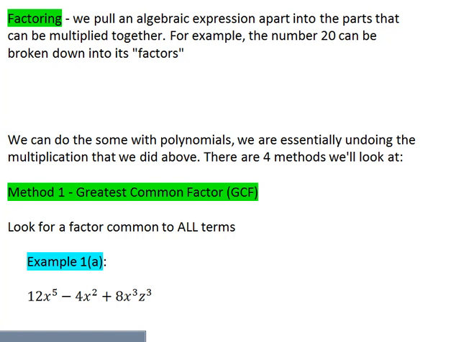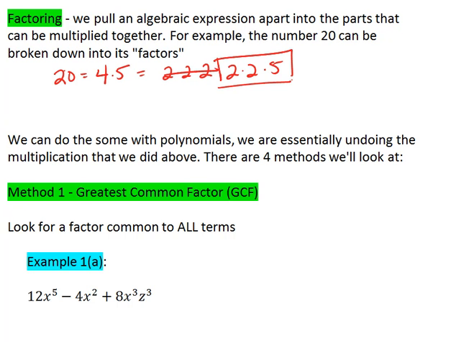For factoring, we pull an algebraic expression apart into parts that can be multiplied together. For example, we can look at the number 20. 20 has the following factors. We can break it down into 4 times 5, which can be further broken down into 2 times 2 times 5. So 20 has the prime factors of 2 times 2 times 5.